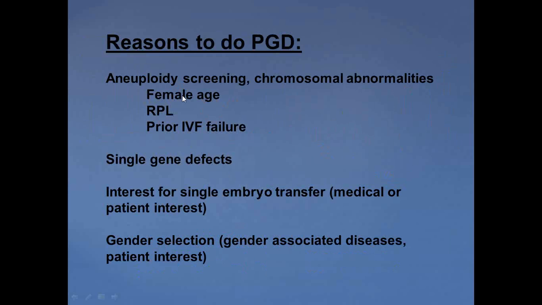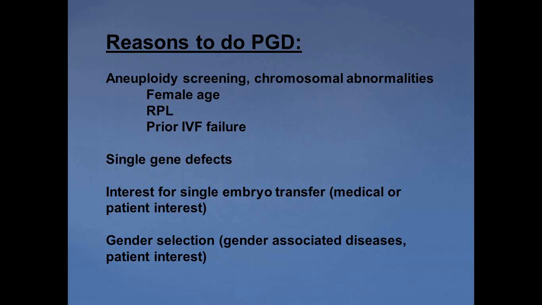The reasons that people do PGD, and this is kind of what you're interested in talking about to some degree, is the aneuploidy screening, looking for chromosomal abnormalities. Female age, recurrent pregnancy loss, and prior IVF failure are often reasons that people want to talk about these things. And certainly that is one of the main reasons that people do CGH or PGD in general. Another is looking for single gene defects like cystic fibrosis and things like this. There are many different, and that certainly is a very effective method of looking for abnormal embryos. And sometimes current techniques allow us to do both: look for chromosomal abnormalities and single gene defects and other genetic disorders, translocations and things like this that are pretty uncommon.